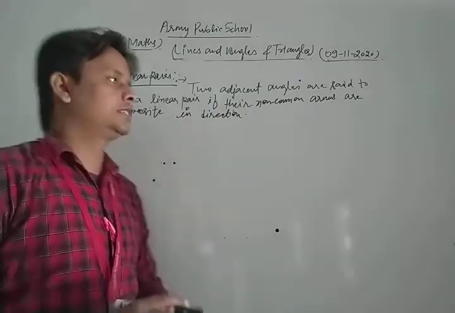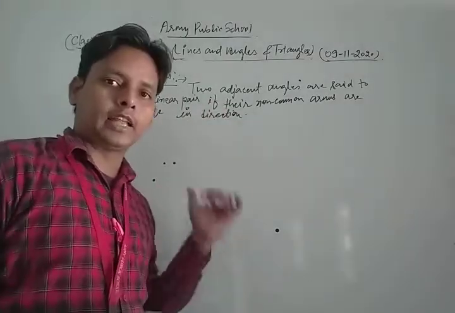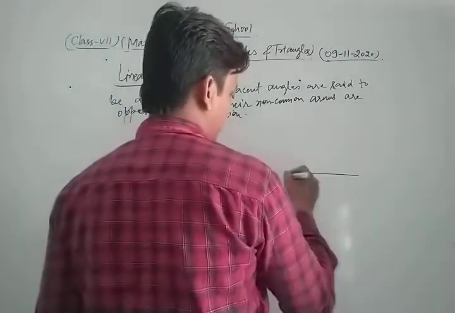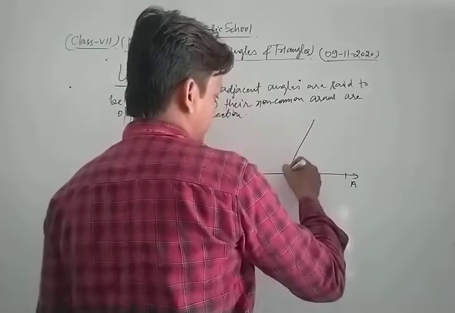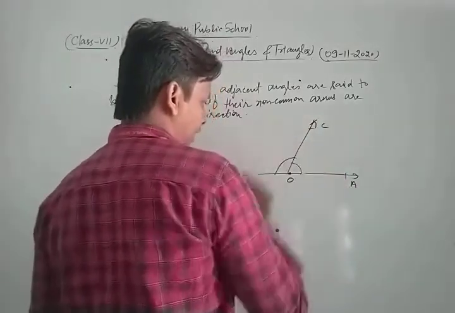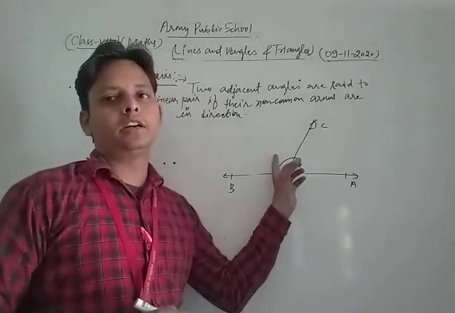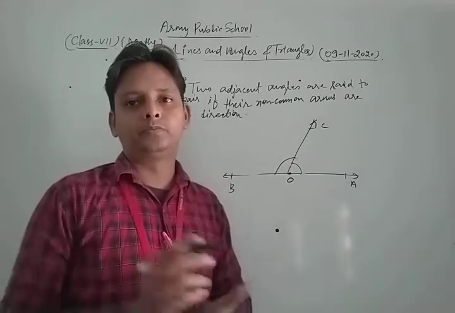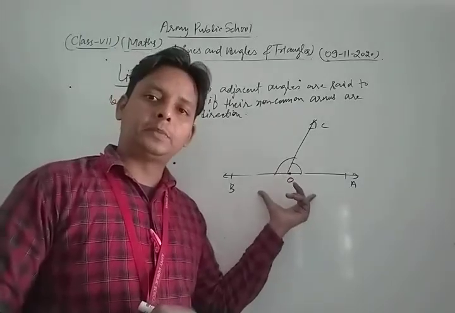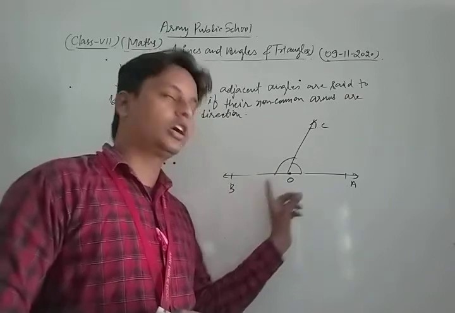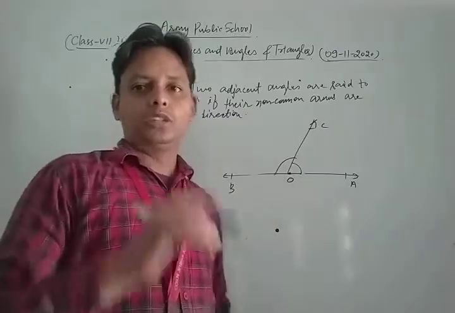Okay, students, two adjacent angles are said to be a linear pair if their non-common arms are opposite in direction. Suppose this is O, and OA and OB are two rays, and a third ray stands on them. Here angle AOC and angle BOC are a pair of adjacent angles because they have a common vertex, a common arm, and non-common arms on either side of the common arm. But here is one special condition in that figure: their non-common arms are opposite rays. So they form a linear pair.